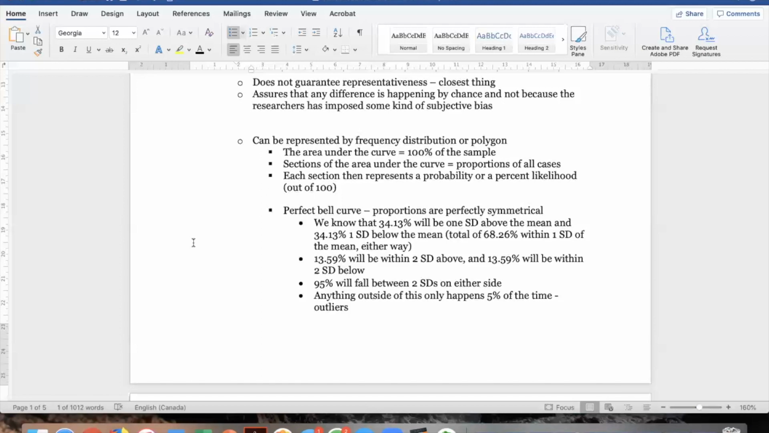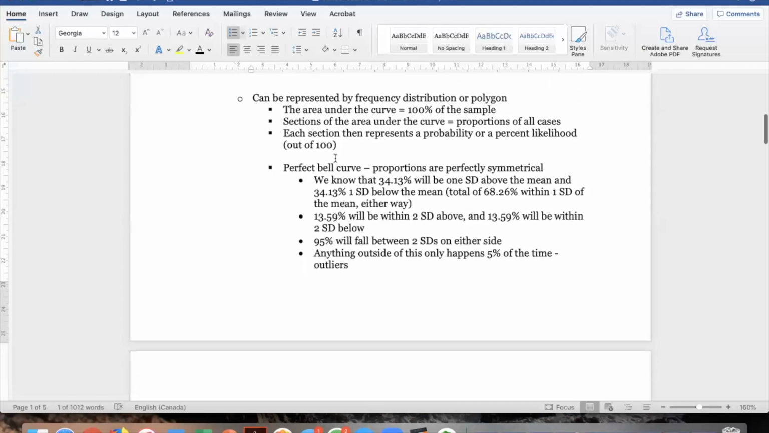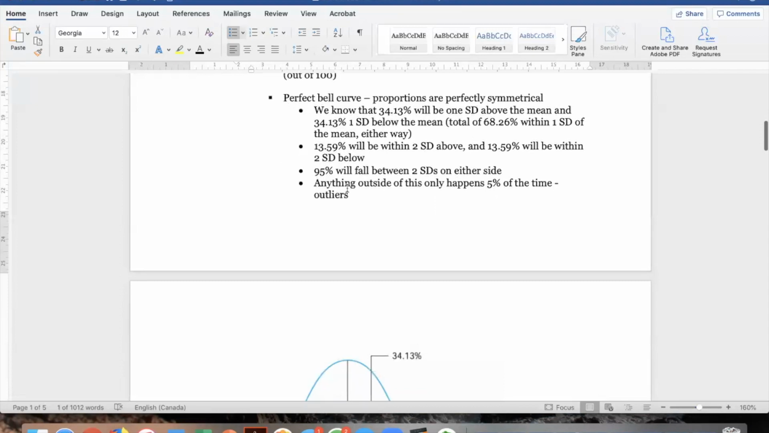So you can represent this in a frequency distribution or a polygon. We've talked about this ad nauseum. The area under the curve is 100% of the sample. Sections of the area under the curve are proportions of all cases. We've done this. And the perfect bell curve, we've talked about this.